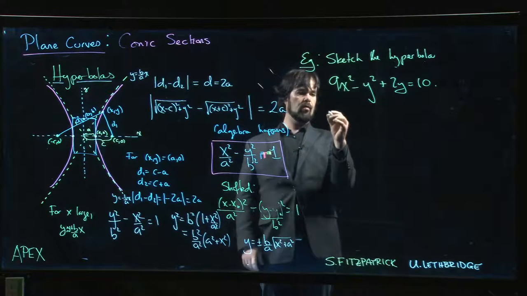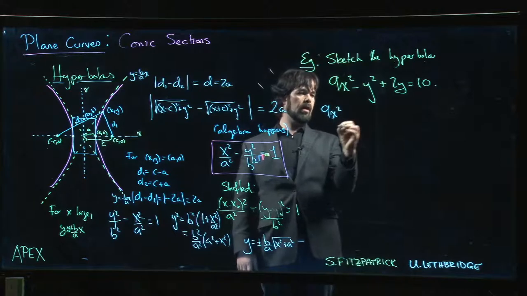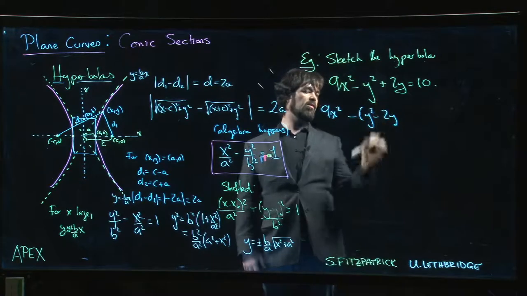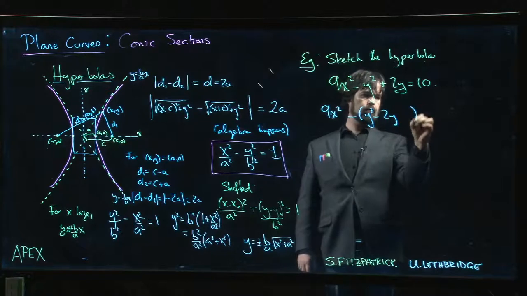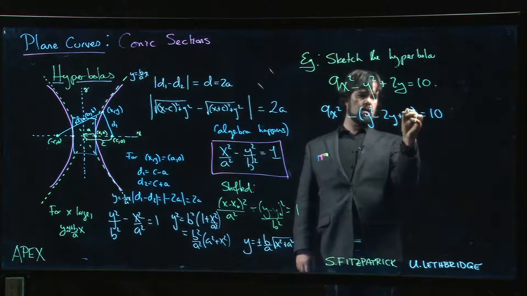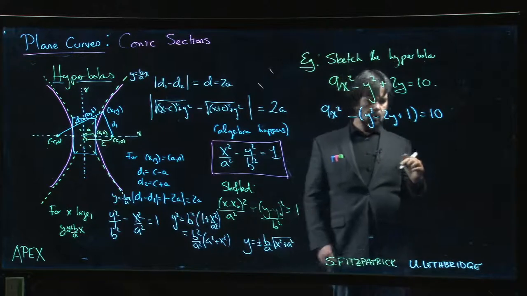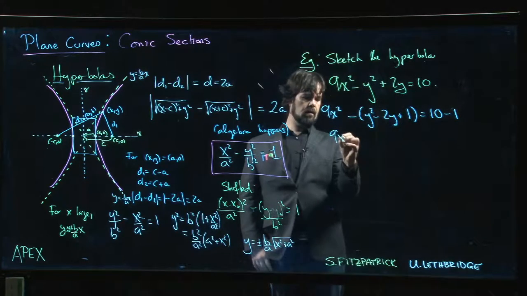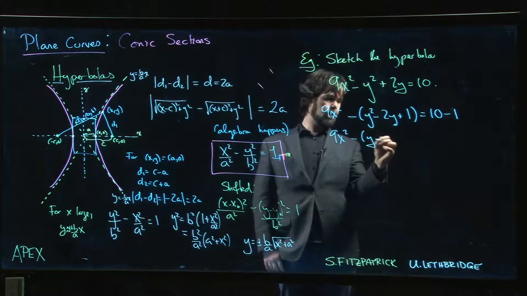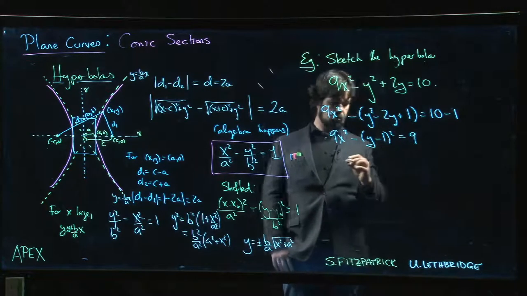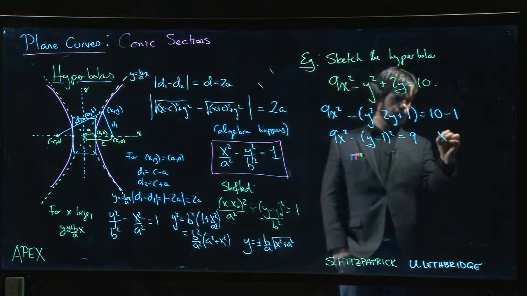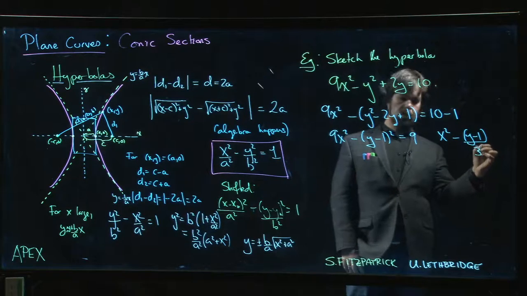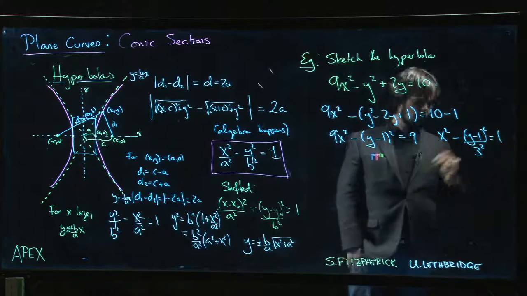So x is on its own, we can leave that alone. 9x squared minus, so we have y squared minus 2y. Careful, minus minus to give the plus. We need to add 1 here to get a perfect square. But we've actually subtracted 1, so we should subtract 1 from that side as well. So we get 9x squared minus (y minus 1) squared equal to 9. Divide through by 9, we get x squared minus ((y minus 1) over 3) squared equals 1.